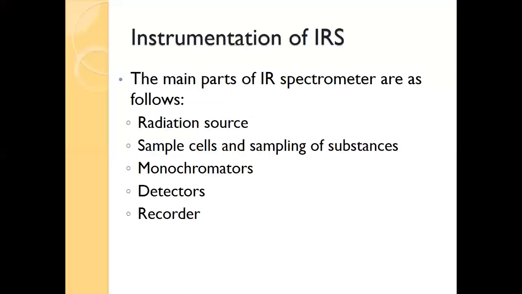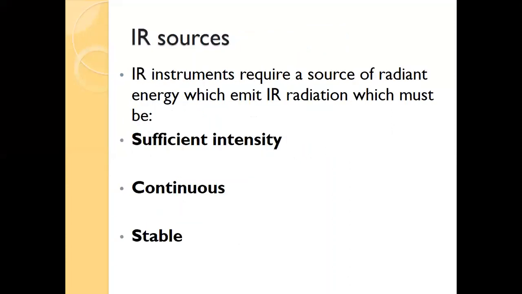Today the topic of my presentation is instrumentation of IR spectroscopy. The main parts of an IR spectrometer are the radiation source, sample cells and sampling of substances, monochromators, detectors, and recorder.